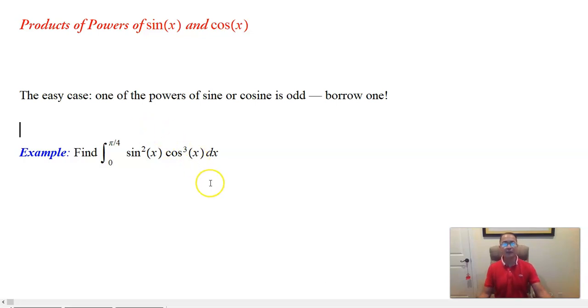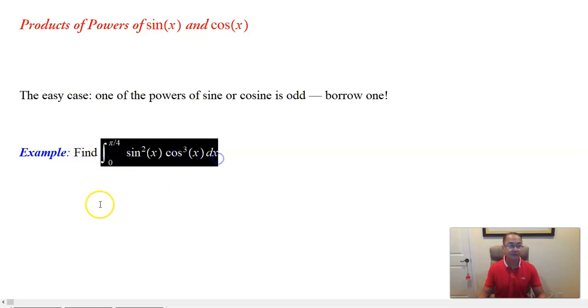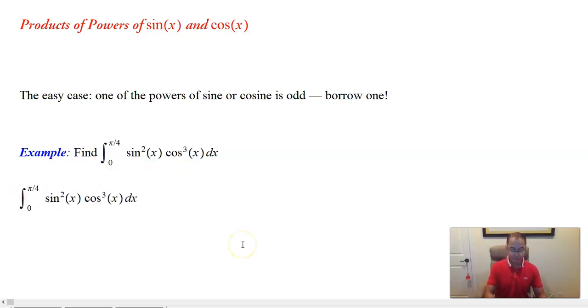So when that happens, we can actually do this by a simple u substitution. So in fact, you could have seen this in your final exam in Calculus 1, first semester calculus. So all we have to do is borrow one of the cosines from cosine cubed. So what does that mean? Copy the problem.